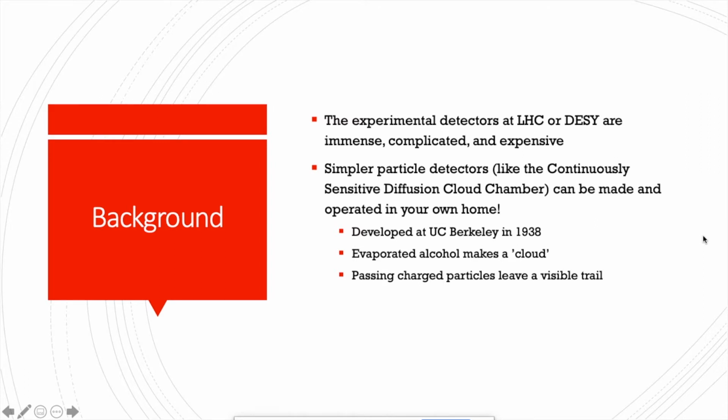So the background for this cloud chamber: the experimental detectors at the Large Hadron Collider, LHC, or the Deutsches Elektronen-Synchrotron, DESY, are immense, complicated, and expensive. But similar particle detectors, like the Continuously Sensitive Diffusion Cloud Chamber, that's the full name for this apparatus that we're making, can be made and operated in your own home or school when it's open. It was developed at UC Berkeley in 1938, and what happens inside is that evaporated alcohol makes a fog, and passing charged particles leave a visible trail, like a cloud trail, as they go.